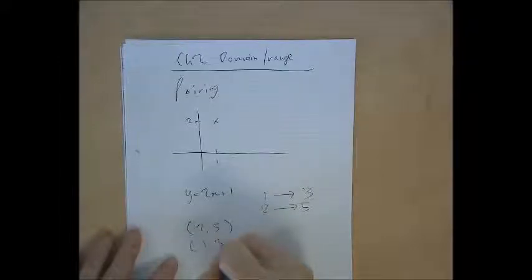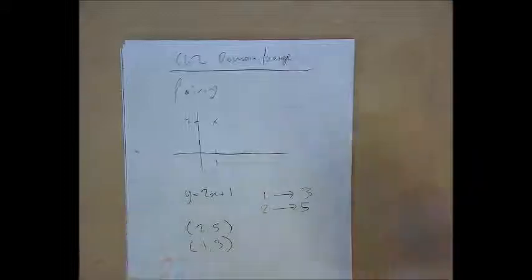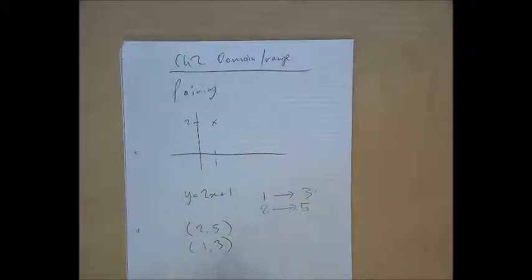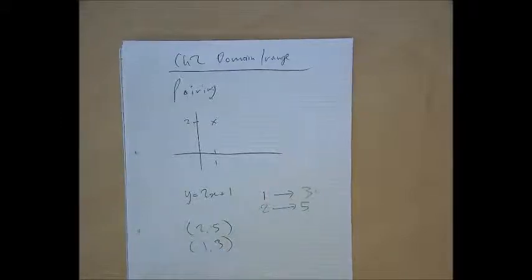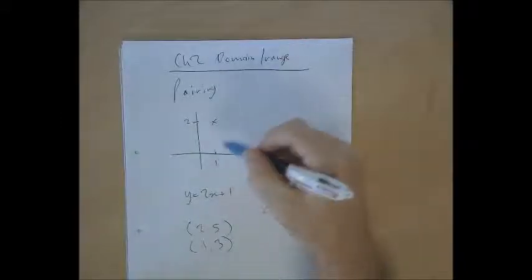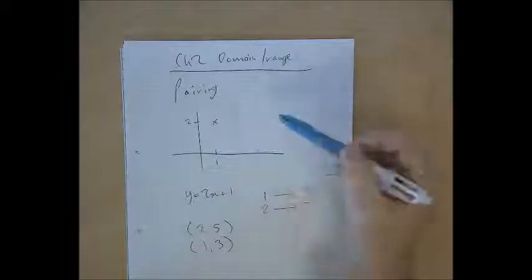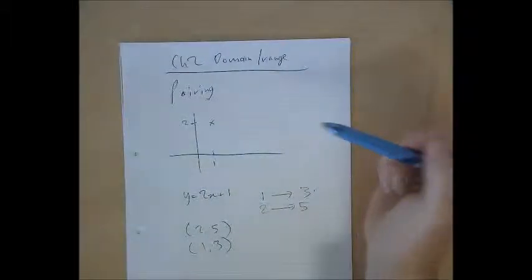That's pairing. Okay. What's important about this pairing is that there's an order to it. There's something on the left, something on the right. So 1 becomes 3, 2 becomes 5. 1 before the comma goes to 3 after the comma. The number on the x-axis and then the number on the y-axis. Yeah? So the order matters.